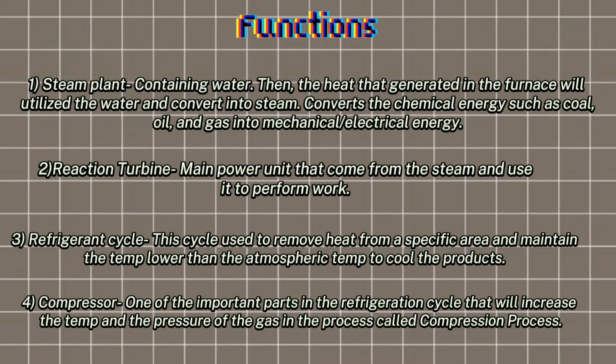For the reaction turbine or engine turbine, this is the main power unit that will use the heat that comes from the steam and use it to perform work or run the plant. Next, the refrigeration cycle. This cycle is used to remove heat from a specific area and maintain the temperature lower than the atmospheric temperature to cool down the products. And lastly, the compressor. The compressor is one of the important parts in the refrigeration cycle, which will increase the temperature and the pressure of the gas in a process called the compression process.